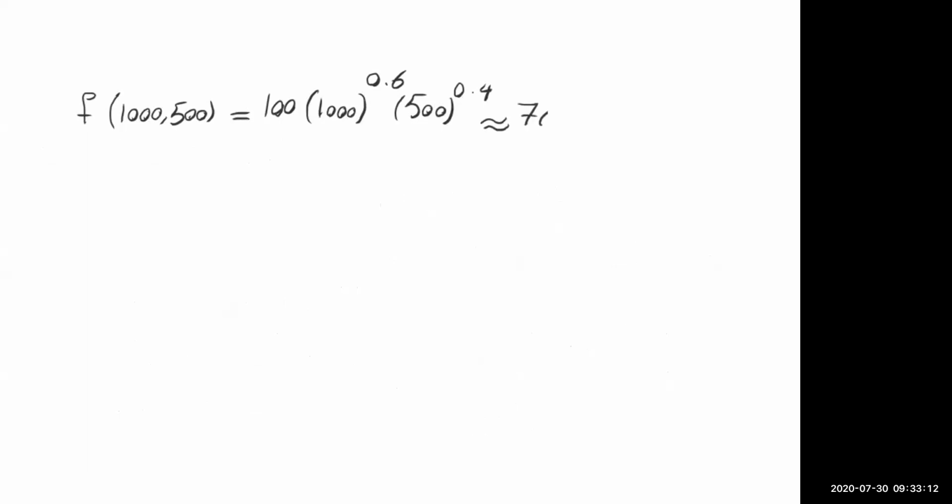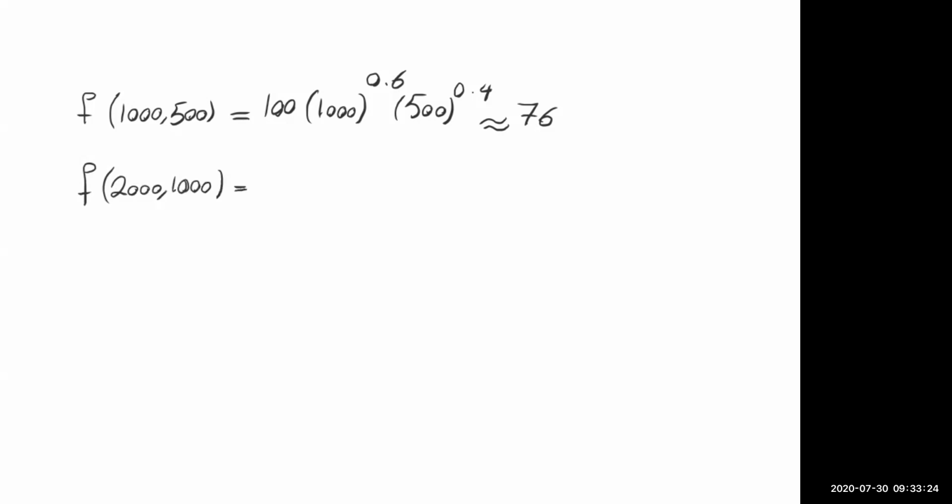In that case, it means we should just compute f of 1000 and 500, which is equal to 100 x to the alpha, which is 1000 to the alpha, which here is 0.6, times y, which is 500 to 1 minus alpha, which here is 0.4. It's almost equal to 76. Okay.